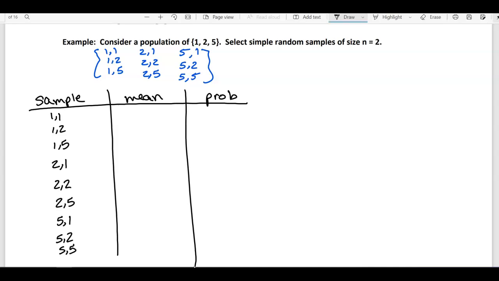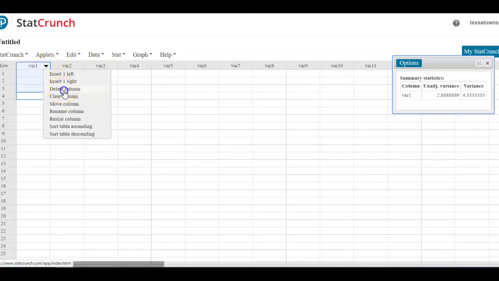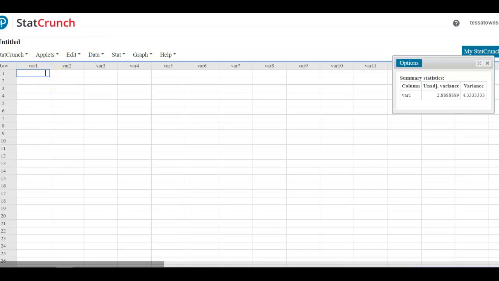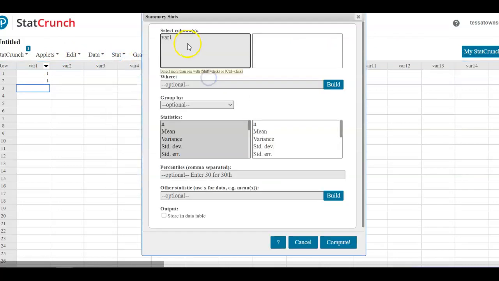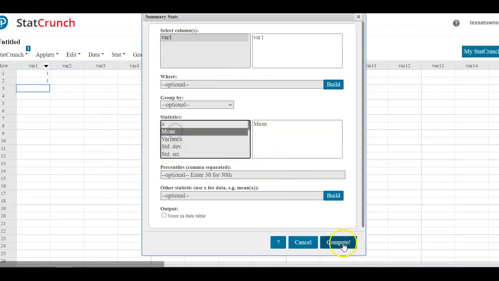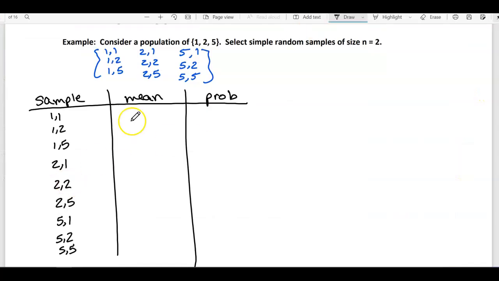So we're going to find the mean for each sample. We could use StatCrunch to do that. Over here, I'm going to delete that information. My sample consists of 1 and 1. If I want to find the mean, I can go to Stats, Summary Stats, Column, and I want to find the mean of list 1, Compute. It says that the mean is 1. And we're going to do that for every sample.